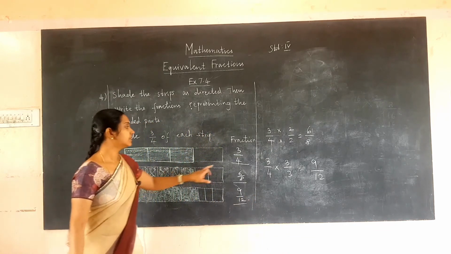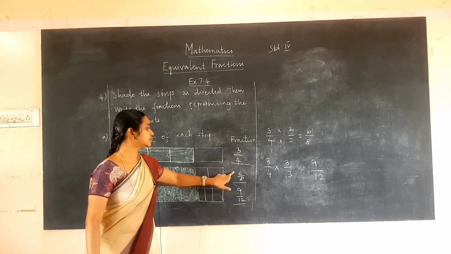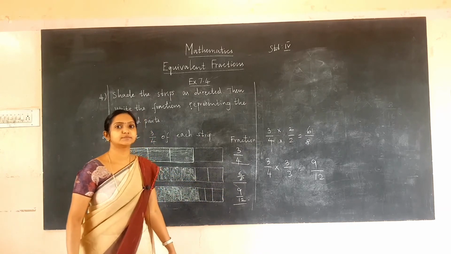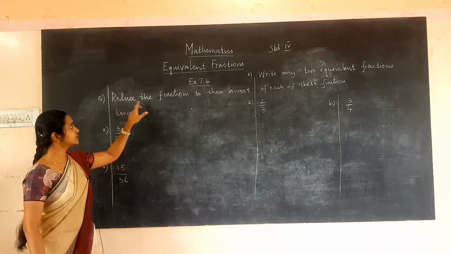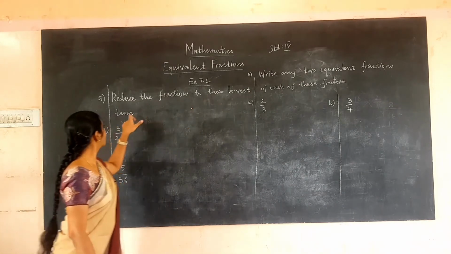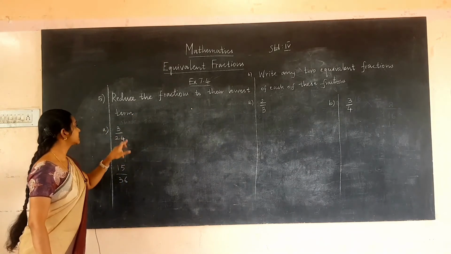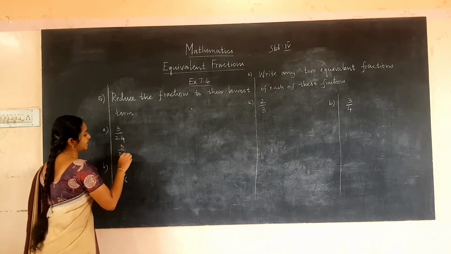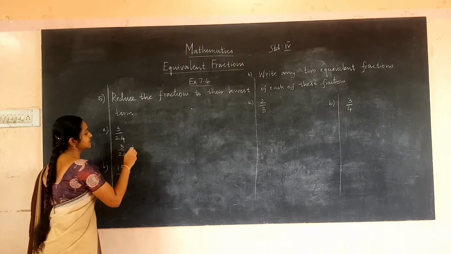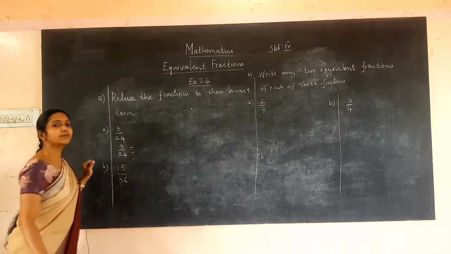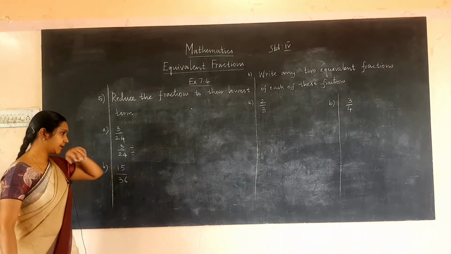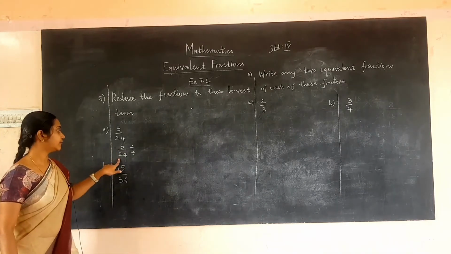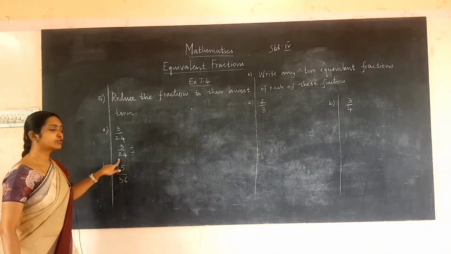3 by 4 is equivalent to 6 by 8 is equivalent to 9 by 12. All these are equivalent fractions. The next question is reduce the fractions to their lowest term. Here it is given as 3 by 24. Reduce means we have to divide both the numerator and denominator by a same number. So, we have to find a common factor of both 3 and 24. The common factor for both is 3.